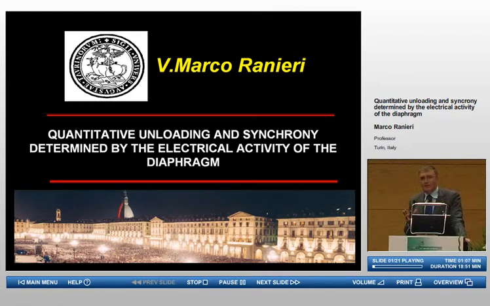So when I don't understand what's going on, I try to identify the key words that may help me to figure out what I have to say and how I have to work on it. Quantitative unloading is clearly something that has to be defined. Synchrony is definitely of clinical relevance for us as clinicians. I don't know for rabbits, but I can tell you that for a clinician, synchrony is a major problem. And something that needs to be defined is electrical activity of the diaphragm.